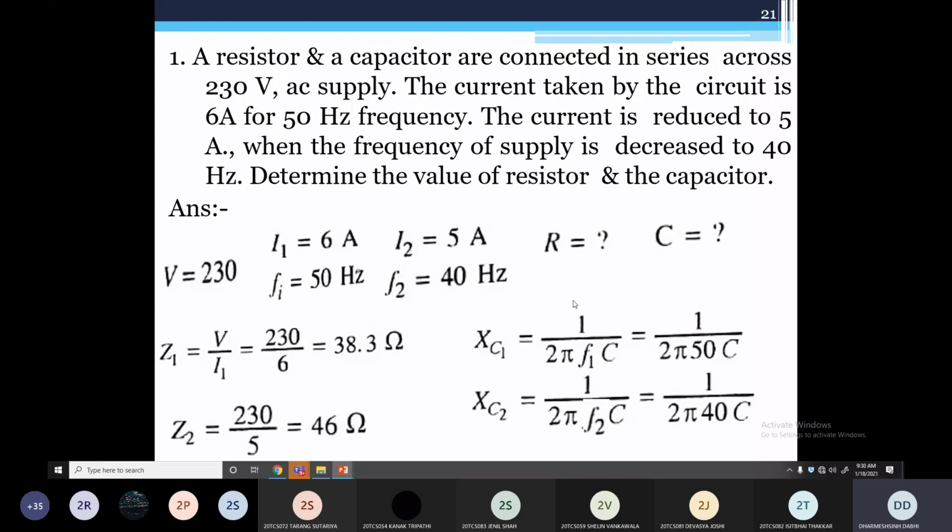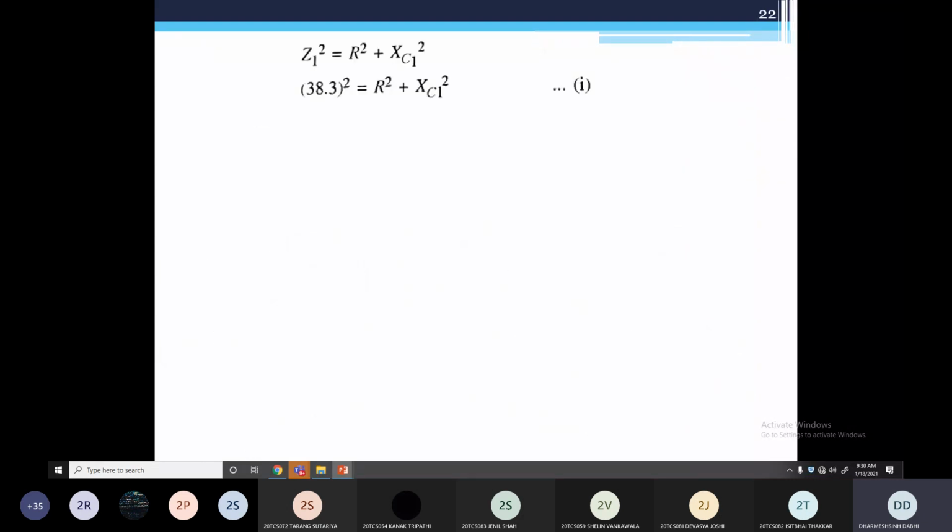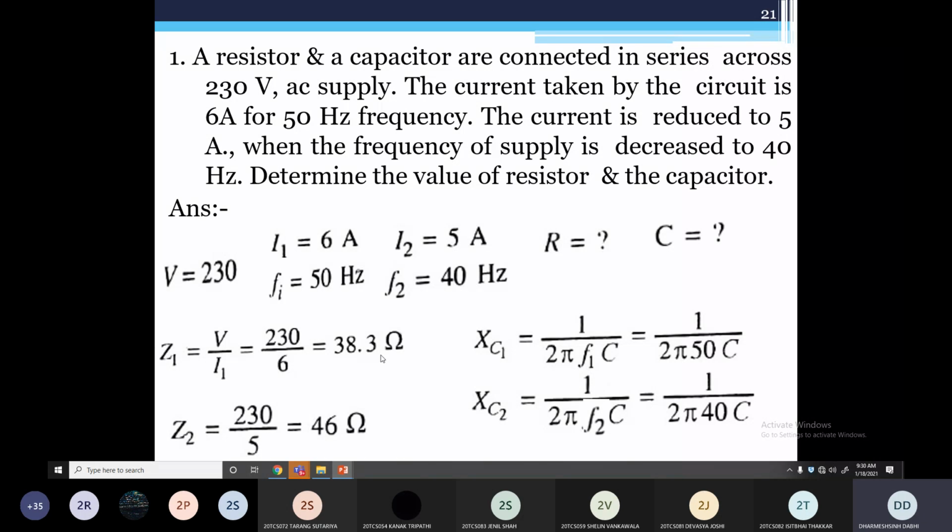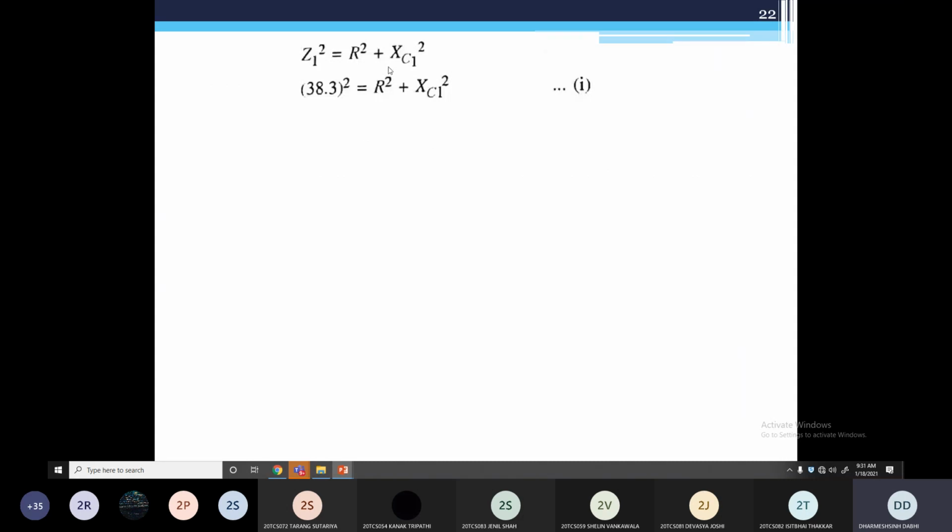Now from the equation of impedance, we know that Z1 square is equal to R square plus XC1 square. Z1 we already calculated, that is 38.3 ohm for current I1 equal to 6 ampere, when the capacitive reactance is XC1. So I put the value in this equation. In the same way, Z2 square is equal to R square plus XC2 square, where Z2 is 46 ohm.